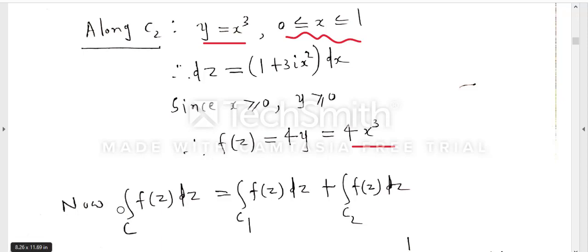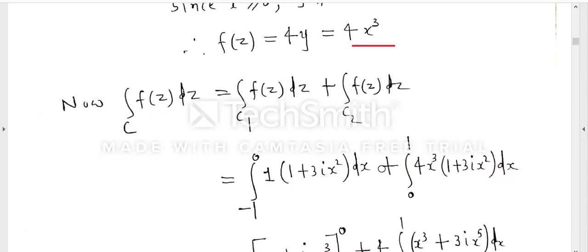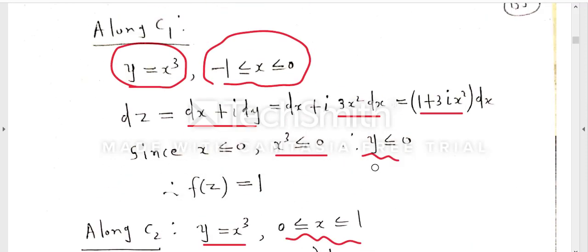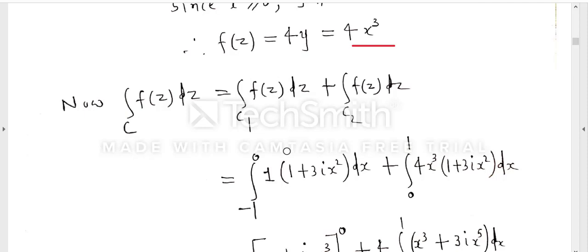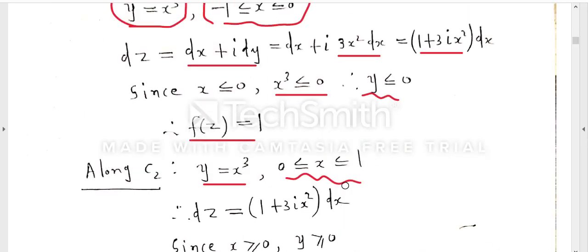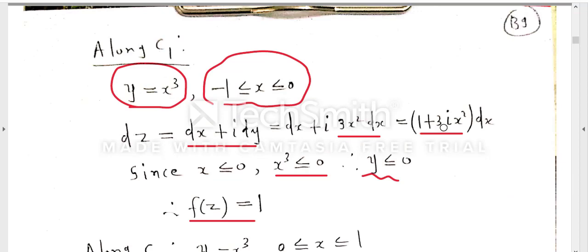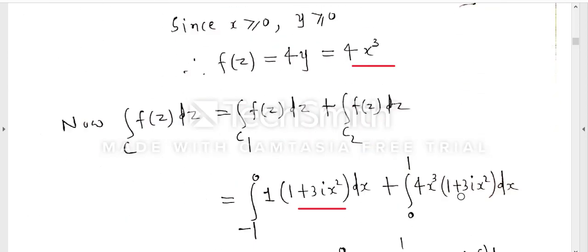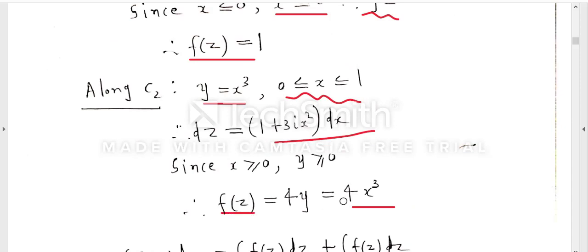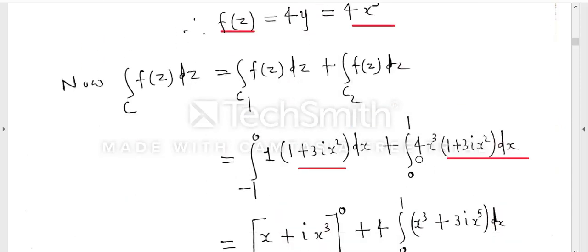Now the integral along C is equal to the integral along C1 plus the integral along C2. Now along C1, x runs from -1 to 0 and f of z is 1. So we consider f of z equal to 1, and x runs from -1 to 0. dz is the same along both the curves. dz is 1 plus 3ix square dx. The same thing here, so dz is 1 plus 3ix square dx. Along C2, f of z is 4x cube. So here I put 4x cube.